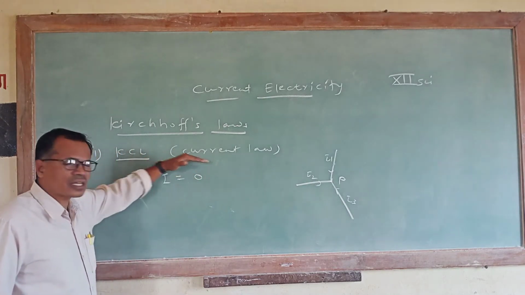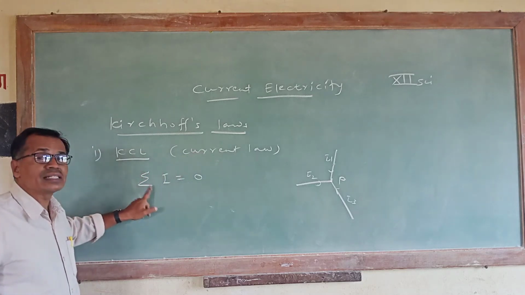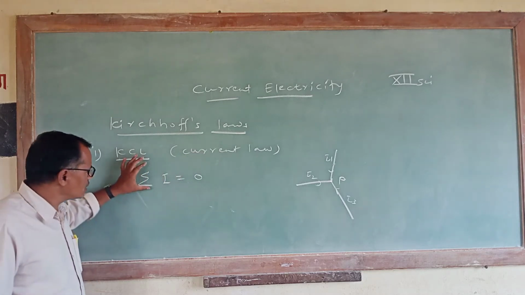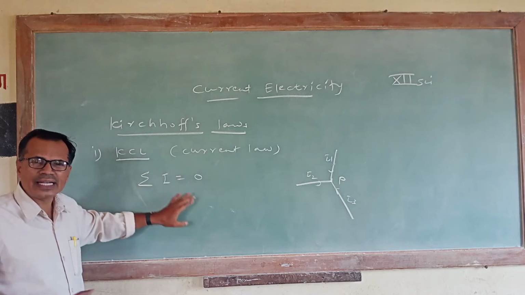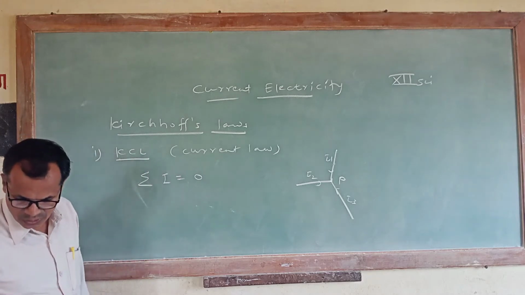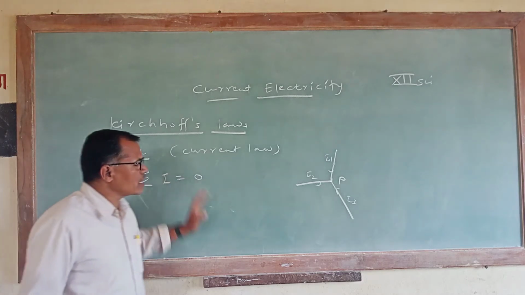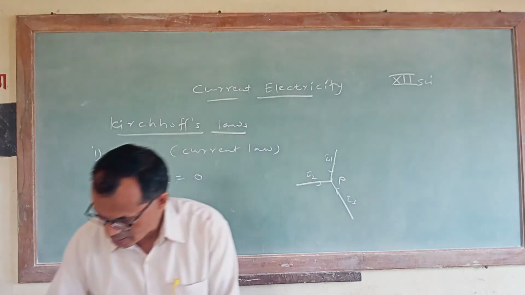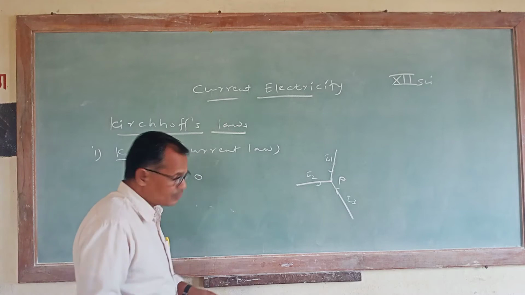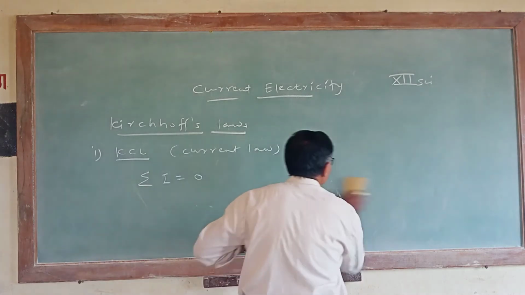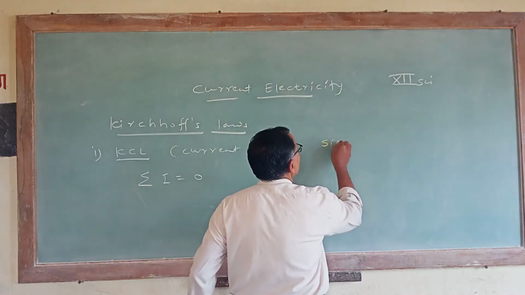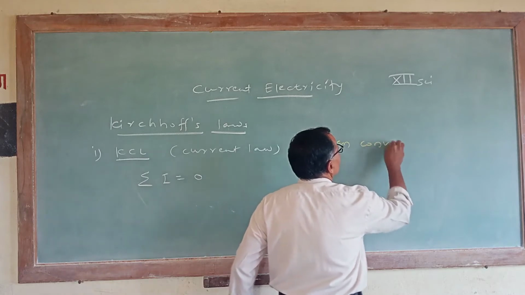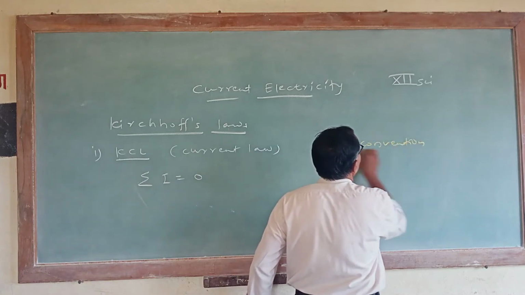And what is Kirchhoff's current law? This symbol is called the algebraic sum. I means current. The algebraic sum of currents at any junction is equal to 0. Now, while using this Kirchhoff's law, we have to apply some sign convention. Now, what is sign convention? It is the sign convention for Kirchhoff's law.